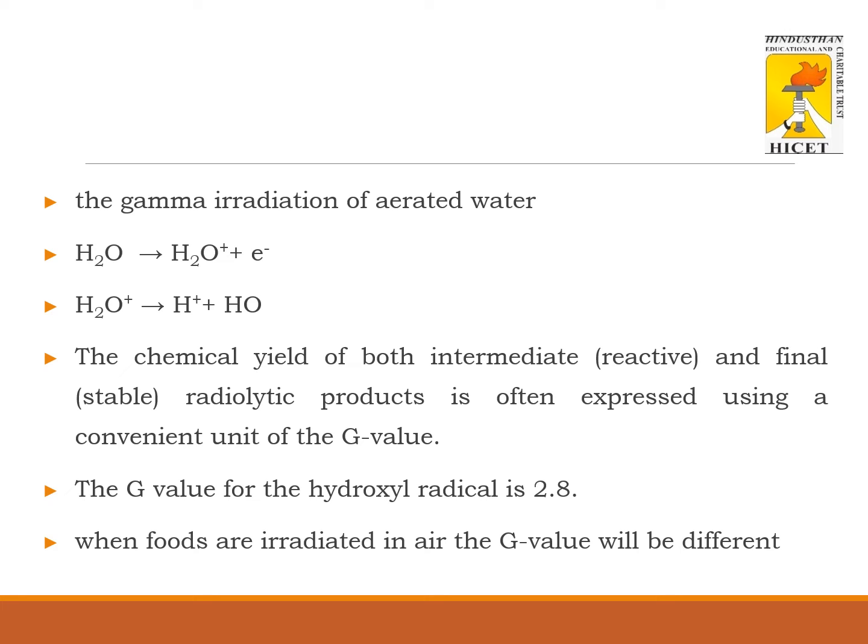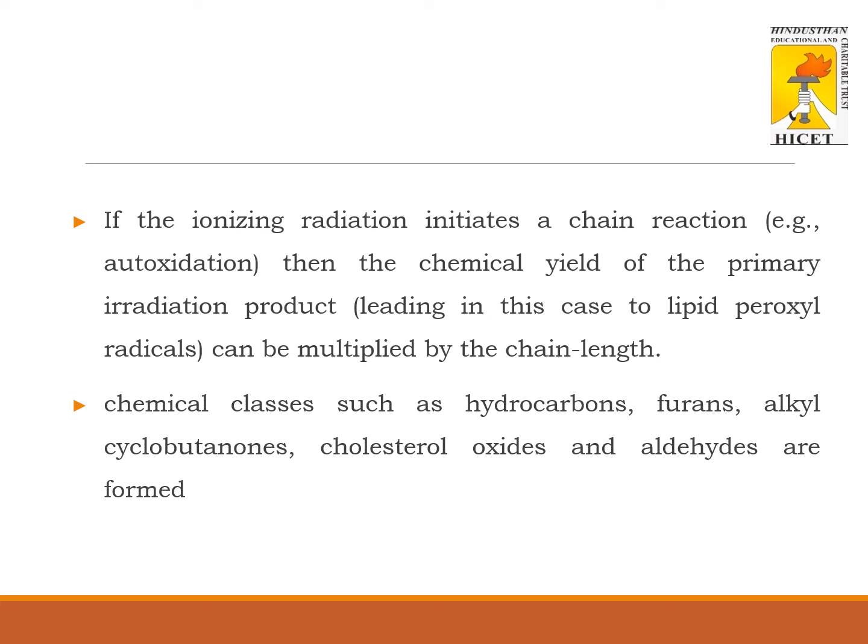But when the foods are irradiated in air apart from water, the G value will be different. From the primary irradiated product, a chain reaction starts and it gets multiplied in chain length. Because of this, chemical classes such as hydrocarbons, furans, alkyl cyclobutanones, cholesterol oxides and aldehydes are formed.